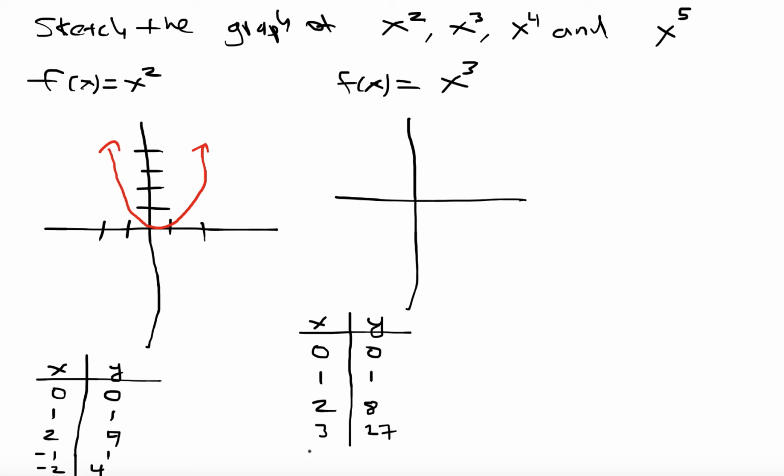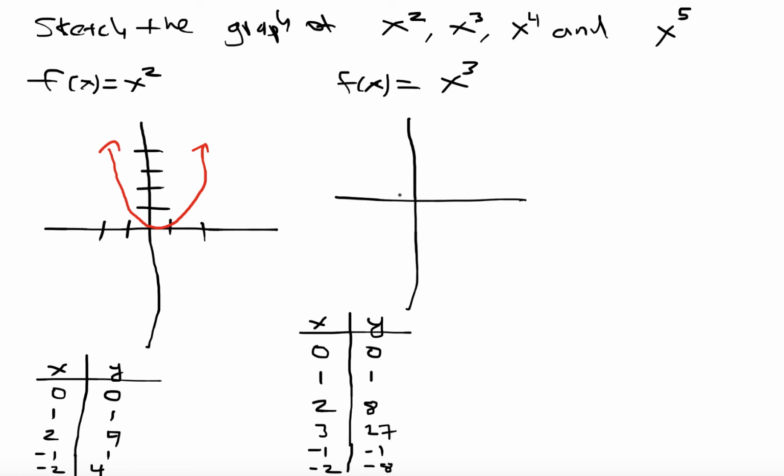But here's the key though. What happens when x is negative? When x is negative 1, y is negative 1 to the third power, which is also negative 1. But check out what happens when x is negative 2. What is negative 2 to the third power? It's negative 2 times negative 2 times negative 2, which is negative 8.